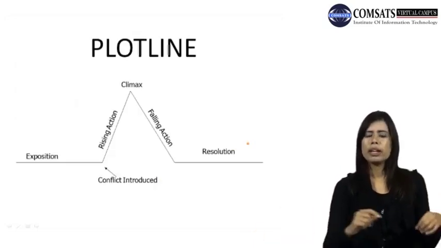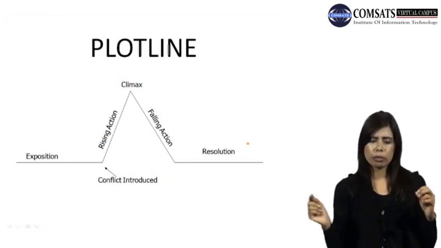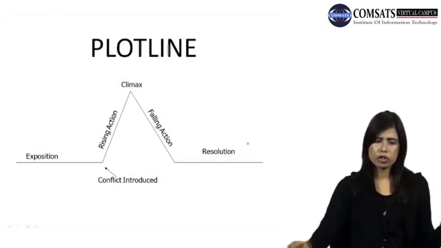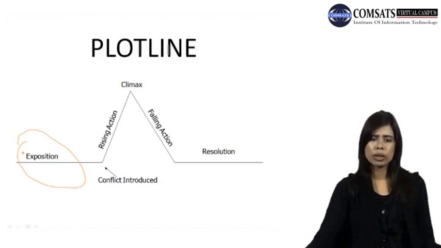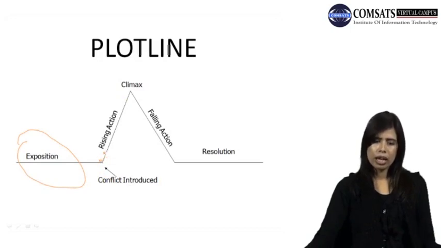Here you can see the plot line, which I was telling you before as well. Exposition, you can see, my dear students, this is exposition, where you introduce the characters, the settings and the main story. And then there is a rising action, and here you introduce the conflict. So basically this is the point where you introduce the conflict, and this is the rising action. And then there is the climax. So here you can see that the conflict is on the top.